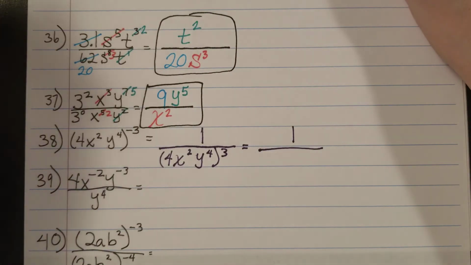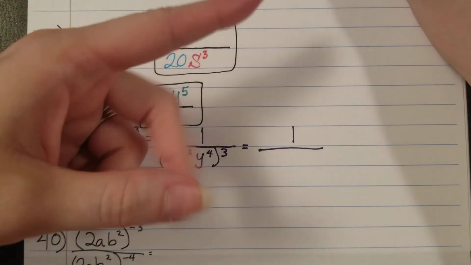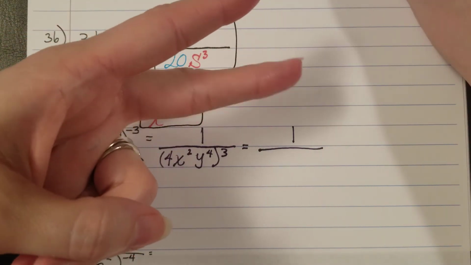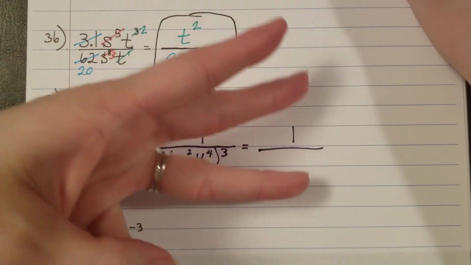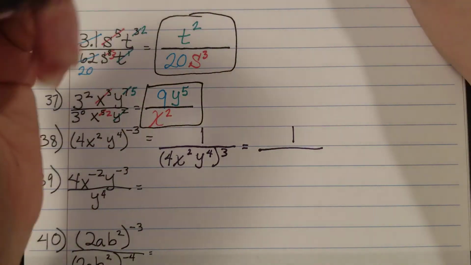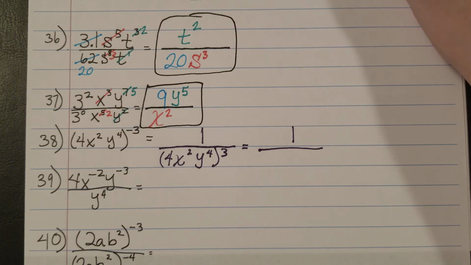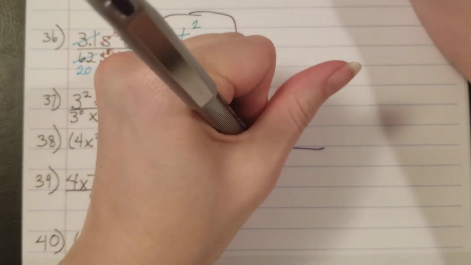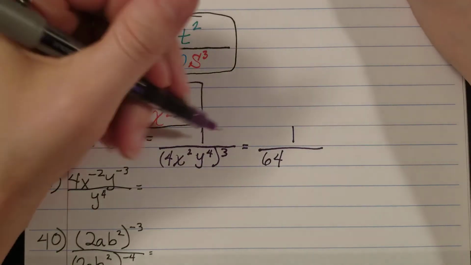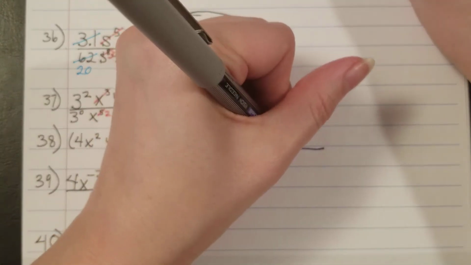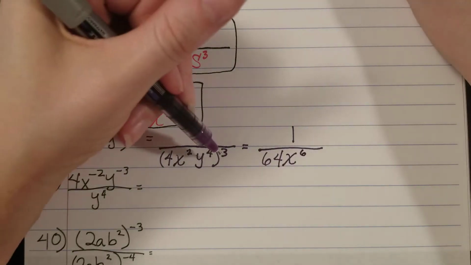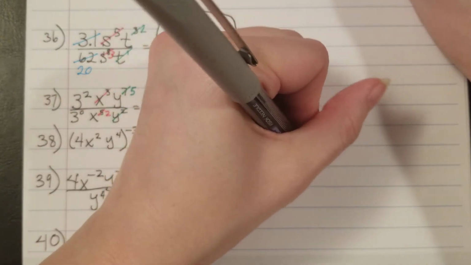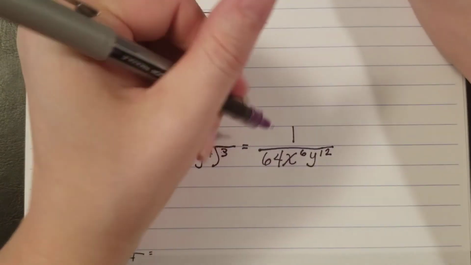And then I can go ahead and distribute that power of 3. So 4 to the 3rd power. So 4 times 4 is 16, and then 16 times 4 is 64. We just did that in part 1 or part A of this video. So that's going to be 64. And then 3 times 2 is 6, so it's x to the 6. And 3 times 4 is 12, so it's y to the 12.